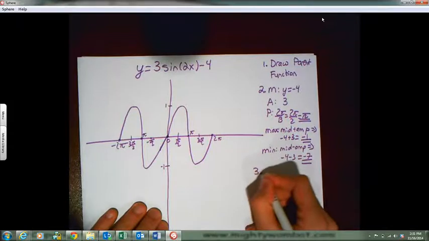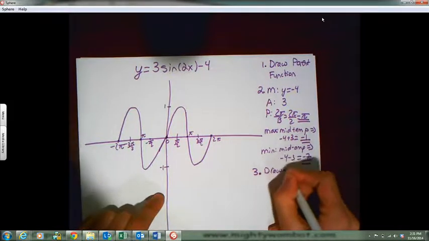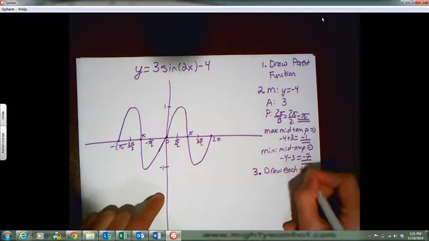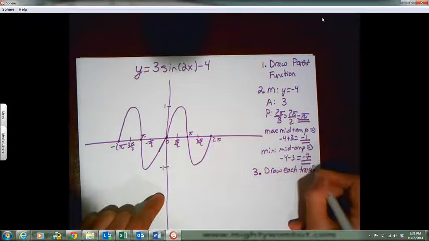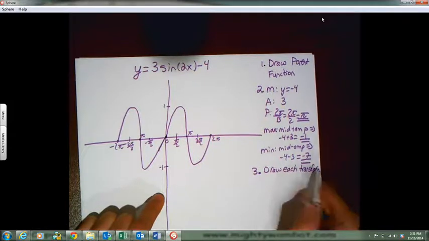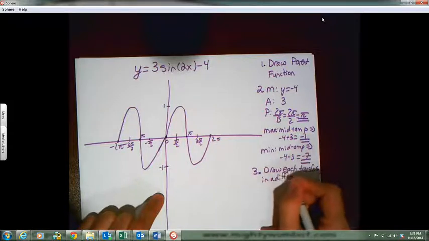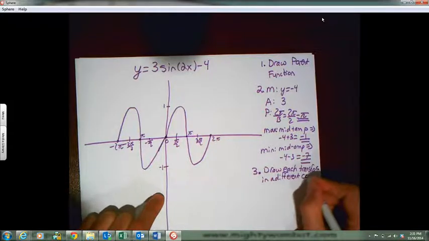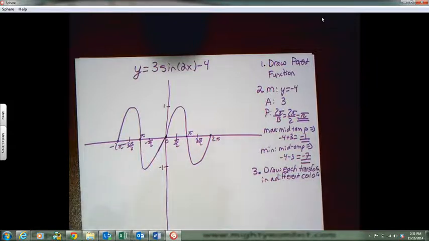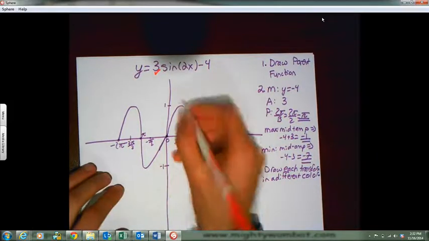Step 3, let me draw each transformation. Is that readable? Draw each transformation in a different color. So let me switch to red, and the first thing I'm going to do is this a right here, so multiply everything by 3. I always start at 0, 0.